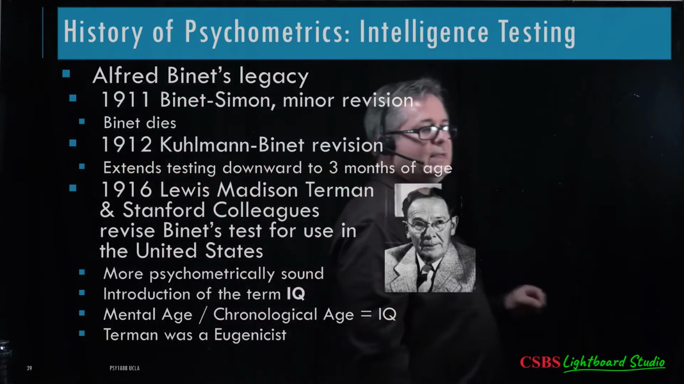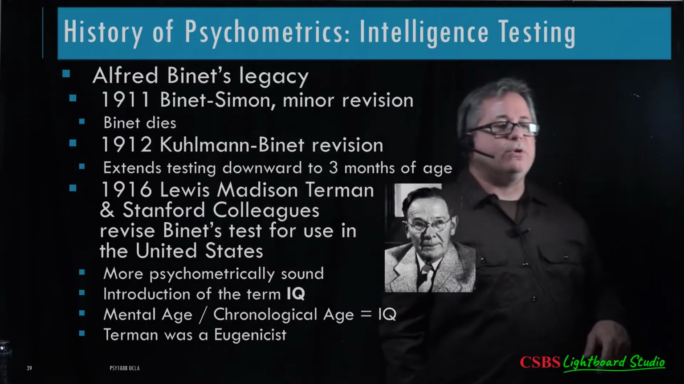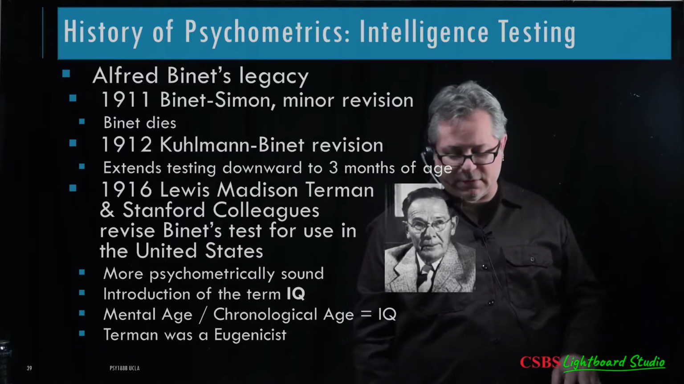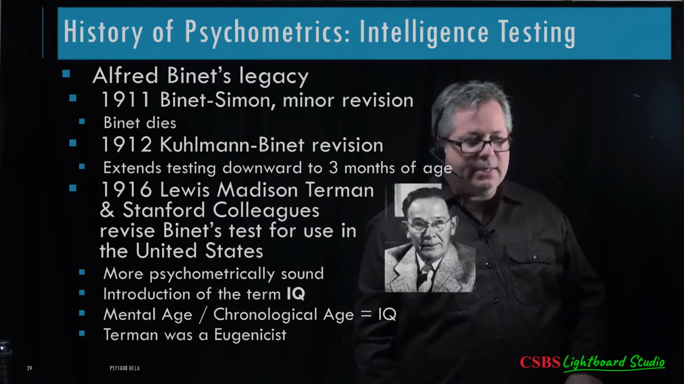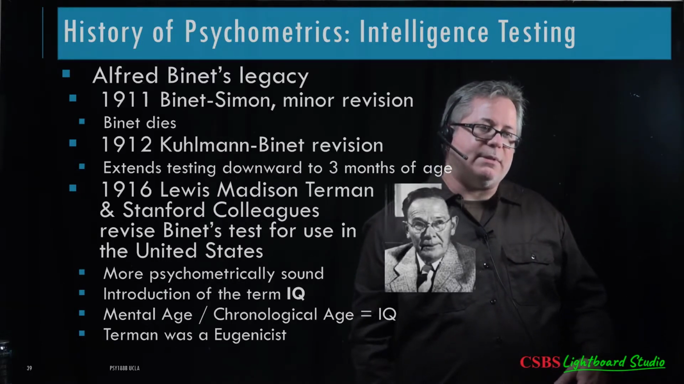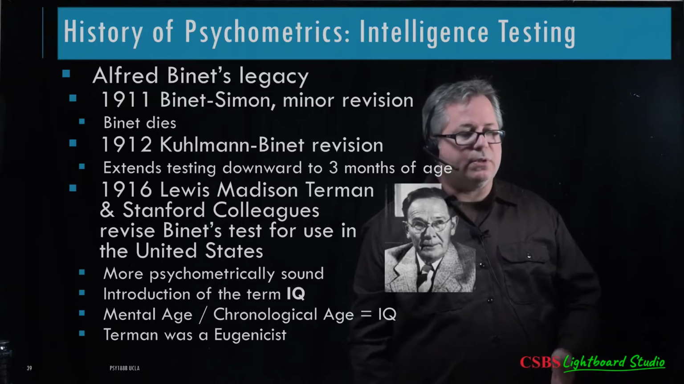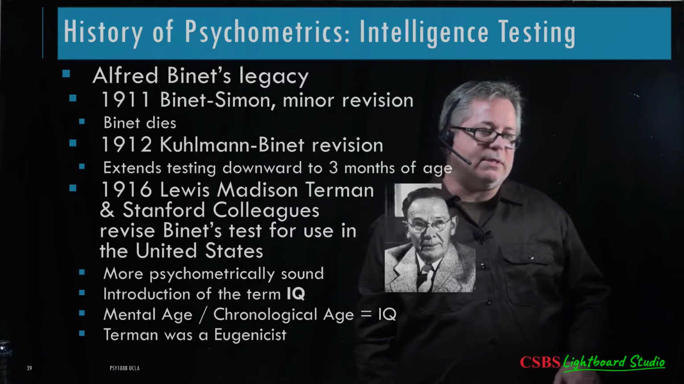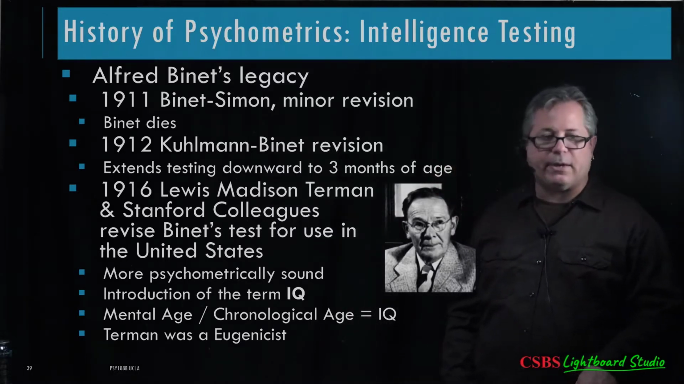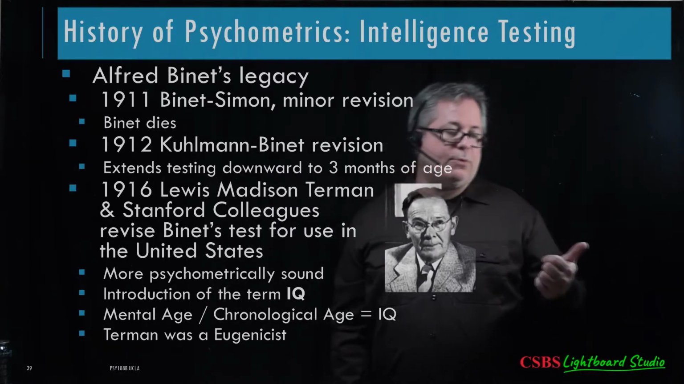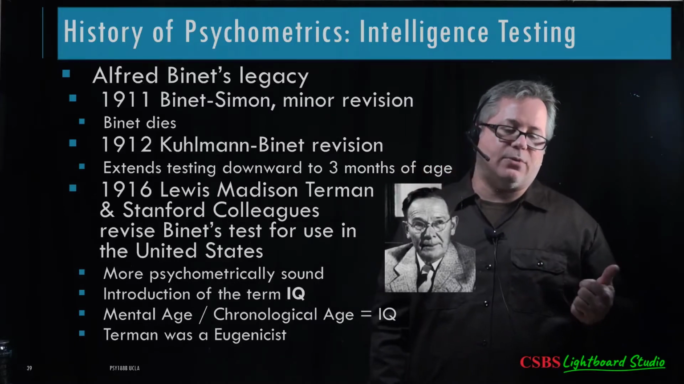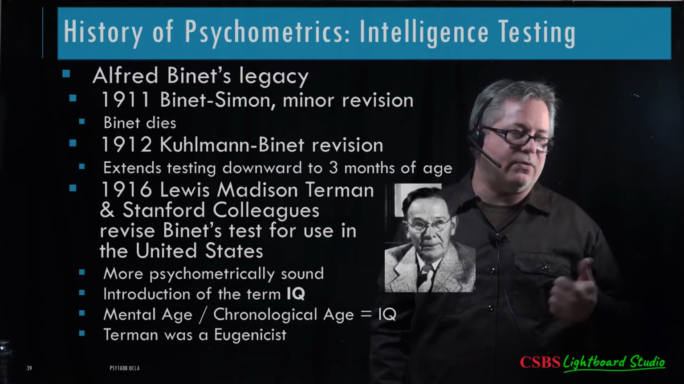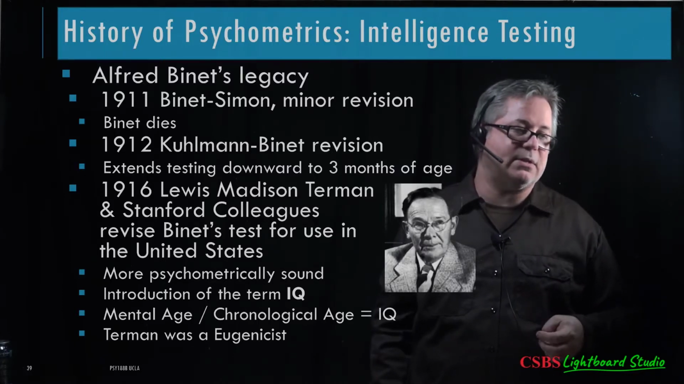And then in 1916, this guy named Louis Terman at Stanford University hears about this scale over in France, and they want to bring it over and adopt it to use in English and with American respondents. So they start to revise Binet's test for that purpose. Now, they start to use more psychometrically sound procedures, make sure that the items are reliable and valid. They start to increase the validity of the test.